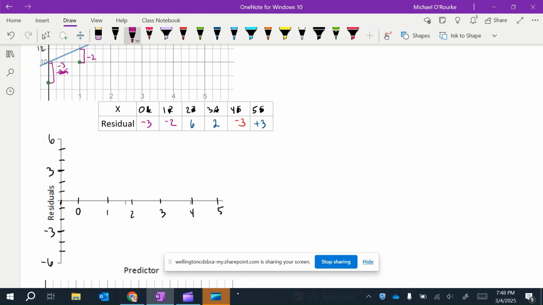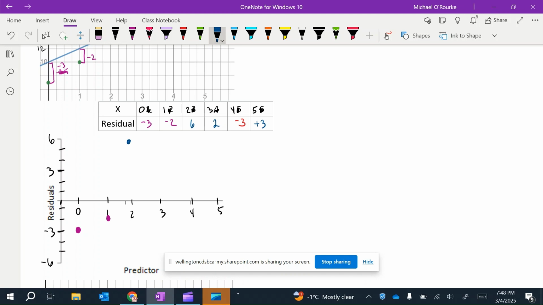So at 0, I have a minus 3. So I'm going to go down here. I'm going to put a dot right at minus 3. At 1, it's minus 2. So I'm putting a dot here. At 2, it's 6. So I'm going to put it up here.